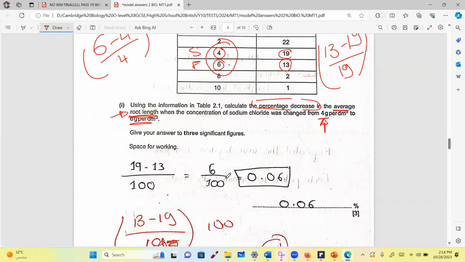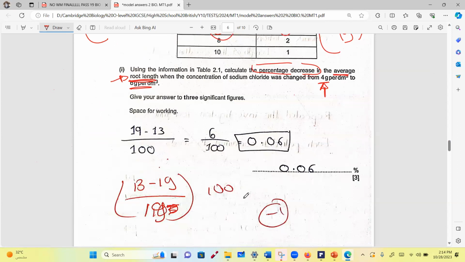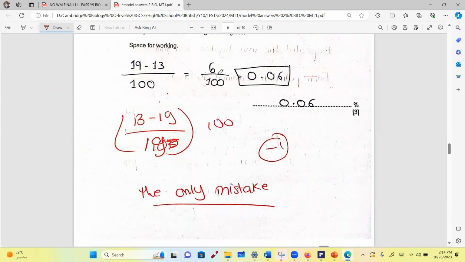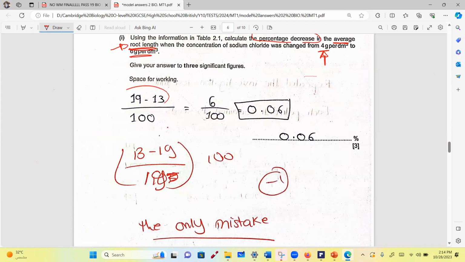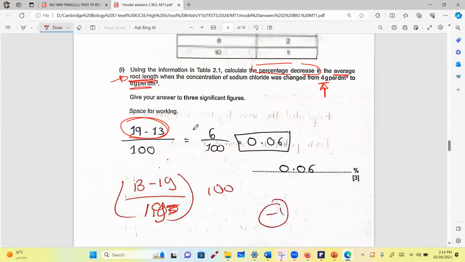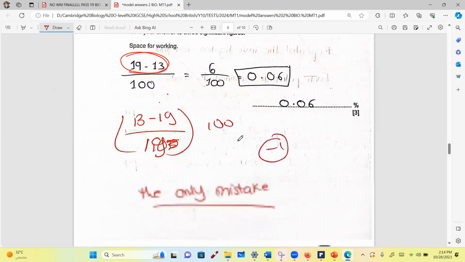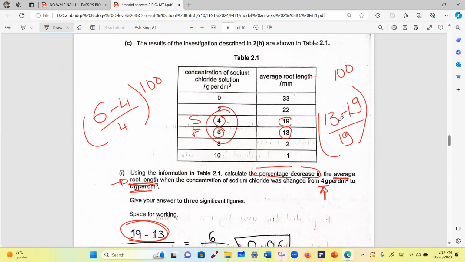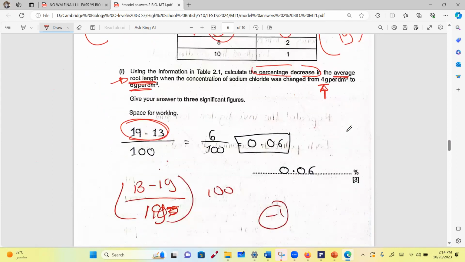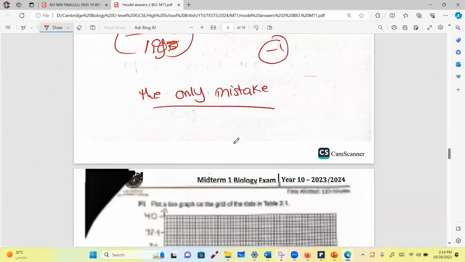Now, this student lost a mark because she did the first step incorrectly. That was her only mistake in the exam. What she should have done is 13 minus 19 over 19. But they said percentage decrease. So will you put the negative sign or you will not put the negative sign? You will not put the negative sign. Okay, if you did that on the real exam, you will lose a grade, but I did not deduct.